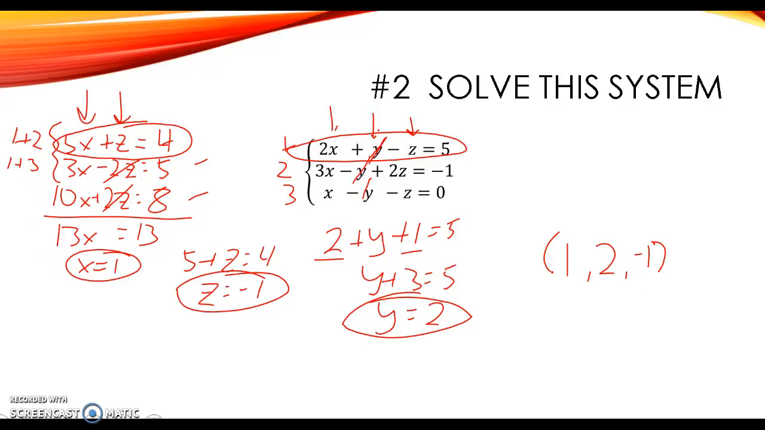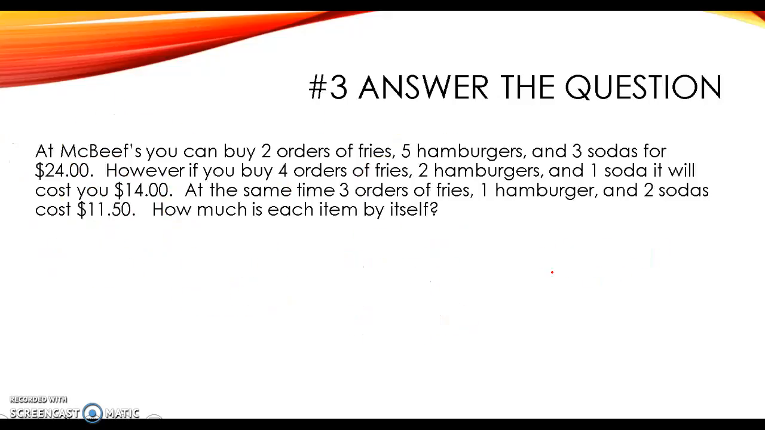So let's try this again with a story problem. You've done this before with two equations and two variables, and this is really not much different. We're just adding another variable and another equation. At McBeef's, you can buy 2 orders of fries, 2 hamburgers, and 3 sodas for $24, or 4 orders of fries, 2 hamburgers, and 1 soda for $14, and 3 orders of fries, 1 hamburger, and 2 sodas for $11.50. So how much is each item by itself?